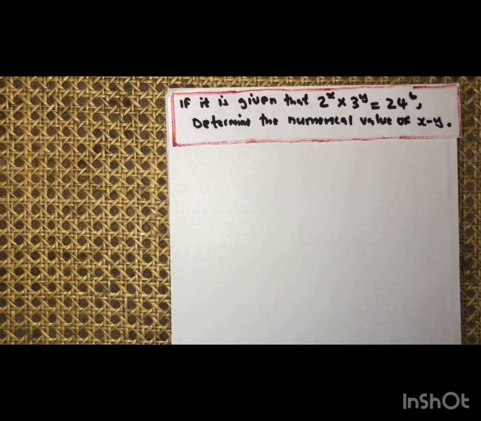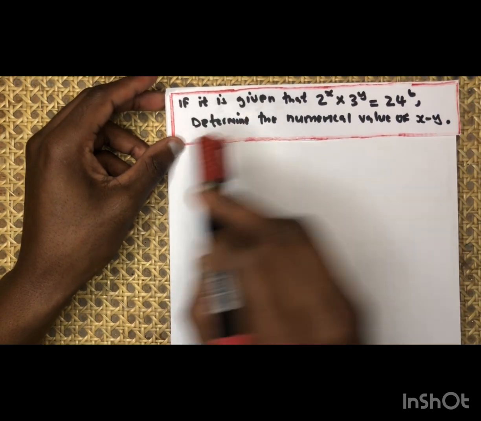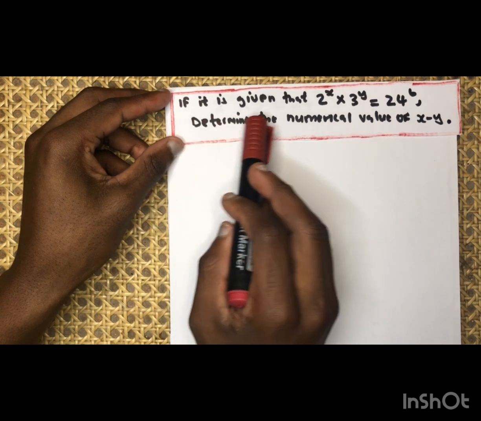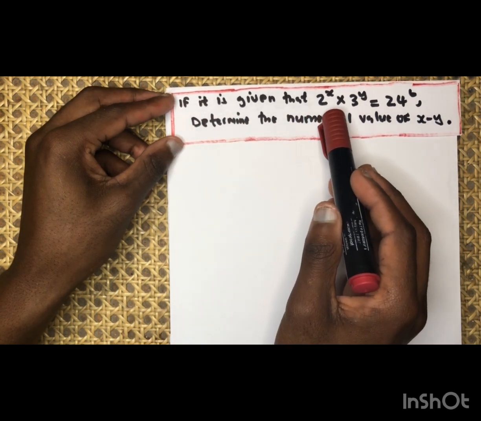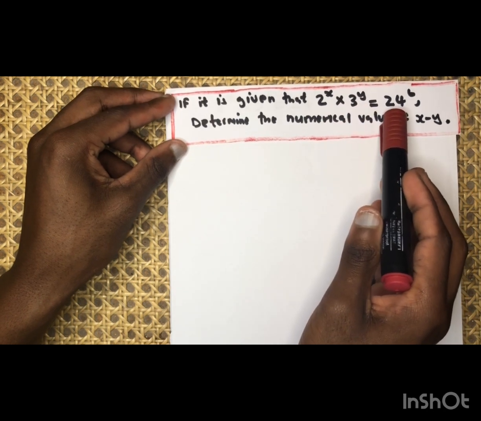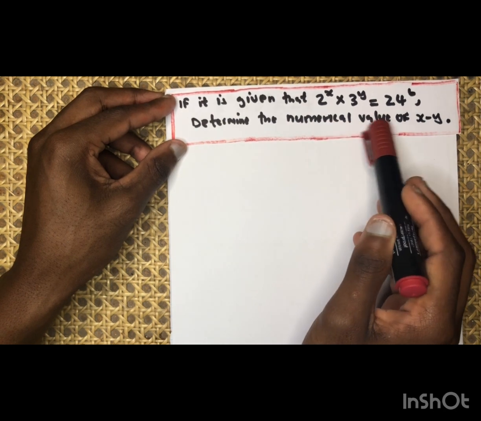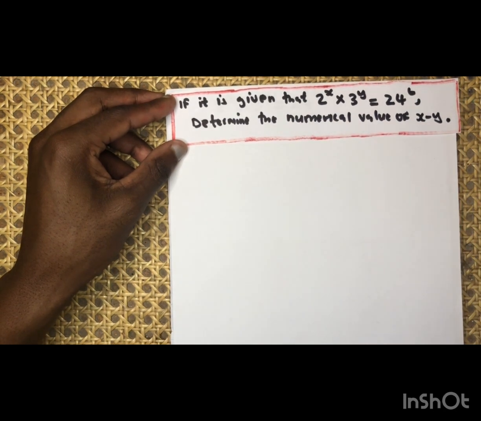Today we are still continuing with exponents and surds. So today we'll start with this question. This question says, if it is given that 2 to the power x times 3 to the power y equals 24 to the power 6, determine the numerical value of x minus y.